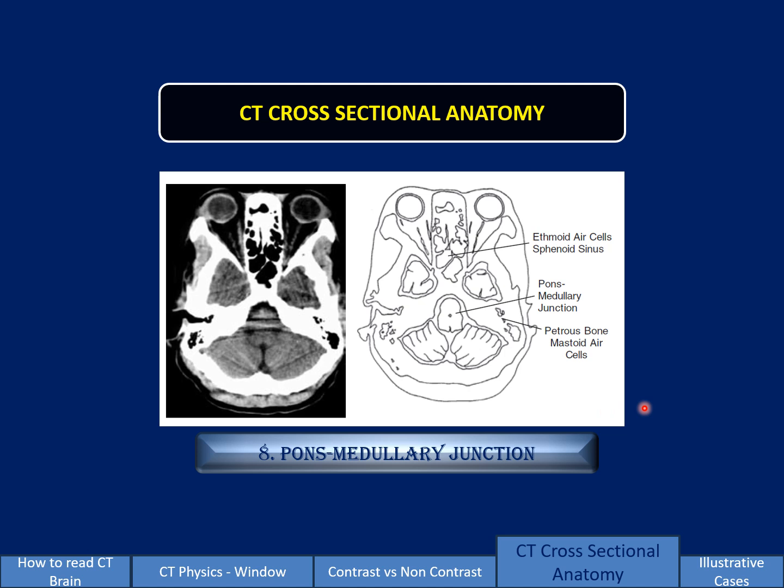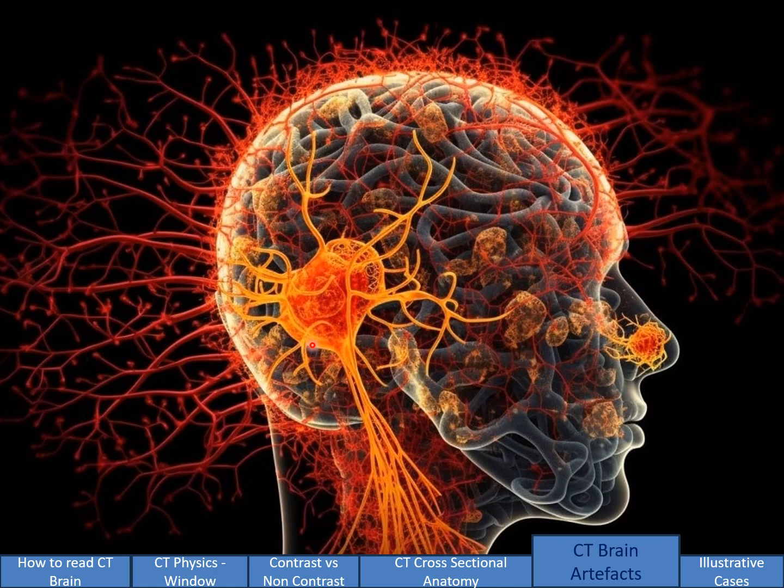This is the eighth section in which we are able to see the pontomedullary junction, in which we are able to see the medulla. Because of the CT artifacts, which we will be discussing later, the evaluation of the pons and medulla is relatively hampered in the evaluation of CT brain. This is the cerebellum. So these are the 8 important slices which we need to consider, especially when we are interpreting a CT brain.